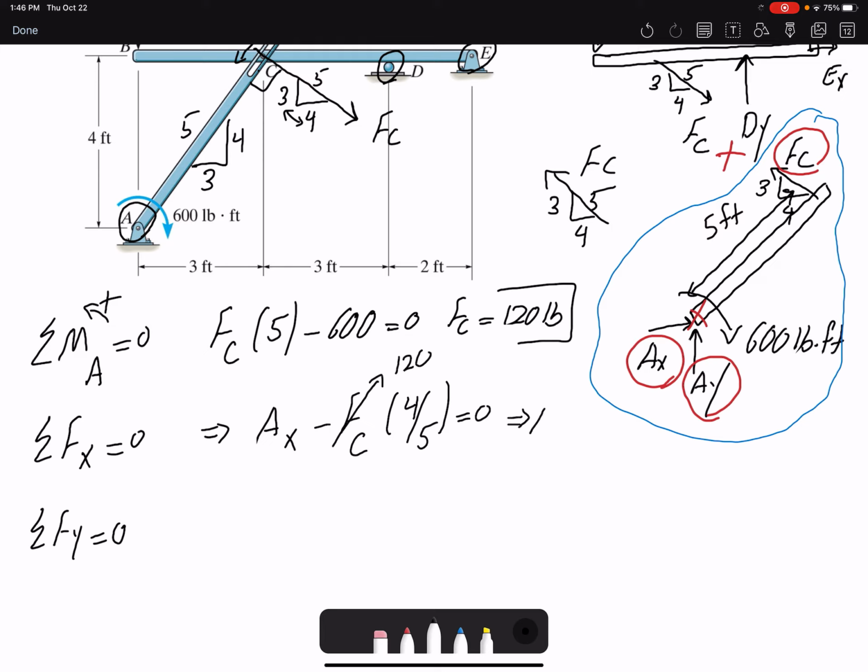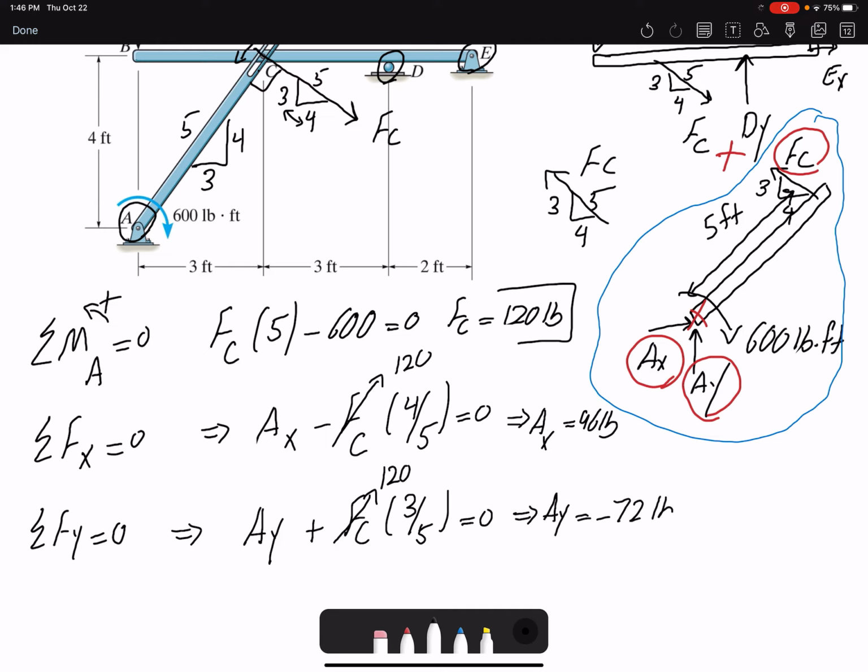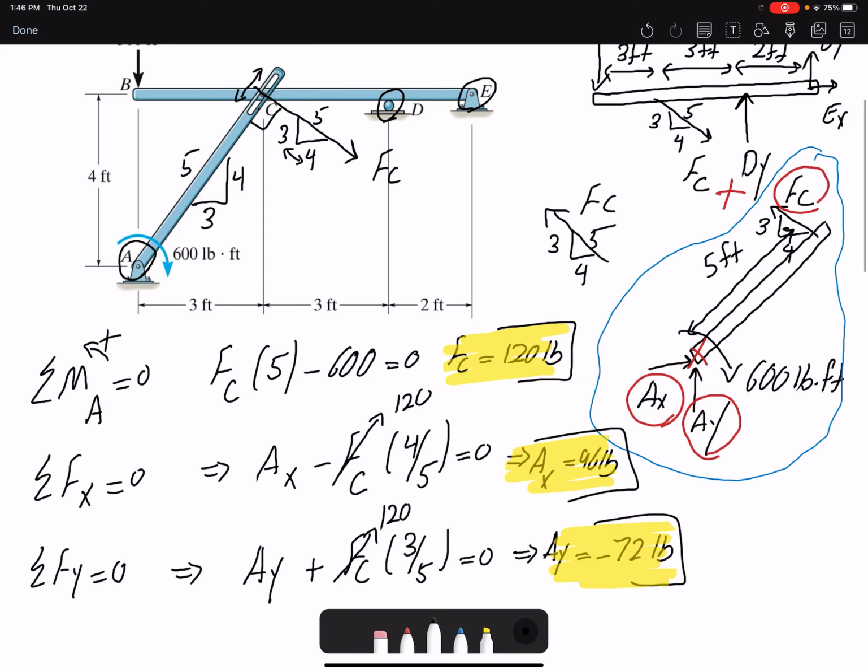Similar for Ay, I have plus FC times 3/5, plus Ay equals 0. FC again is 120 pound. Therefore, for Ay I get a negative value. That means that the direction I assumed is incorrect. So I use my 3 equations to find the 3 unknowns. Now that I have FC, I resolve one of the unknowns that I had in the other free body diagram.